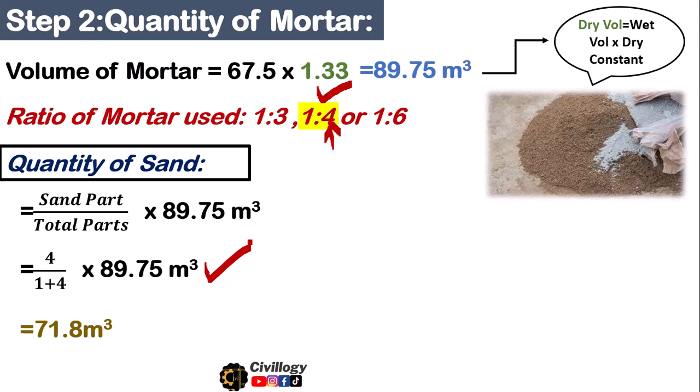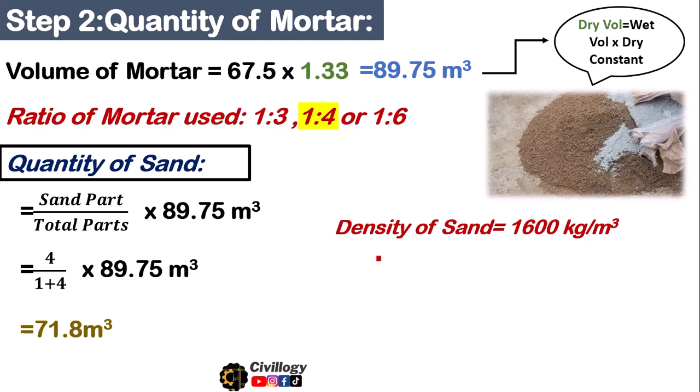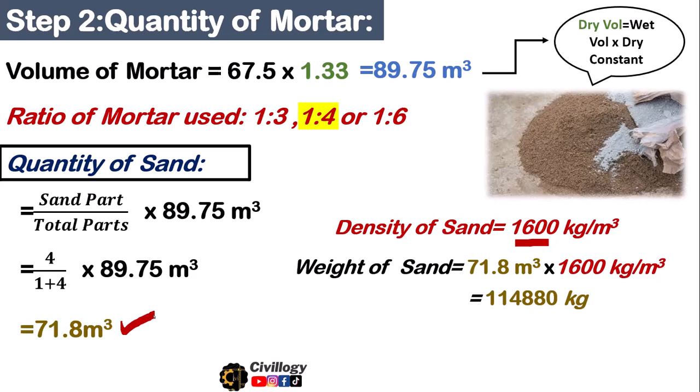Similarly, to convert it into weight, we must know the density of the sand, which is 1600 kg per cubic meter. To get the weight of sand, we multiply this density by the total volume of sand. We get the weight of sand in kgs, which comes out to be 114,880 kg of sand. So guys, we have calculated everything required for a stone masonry retaining wall.